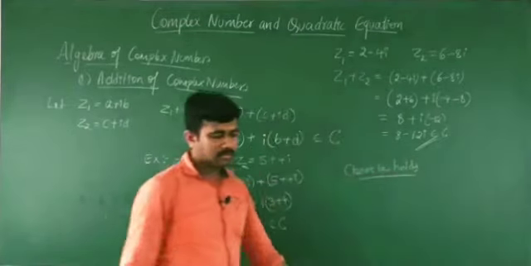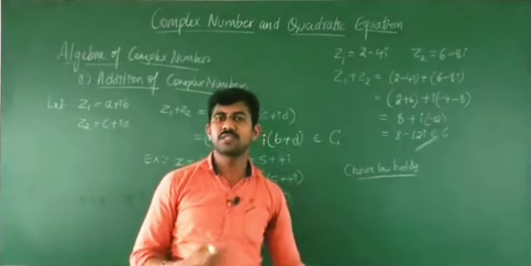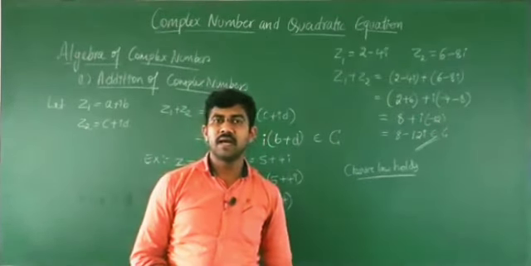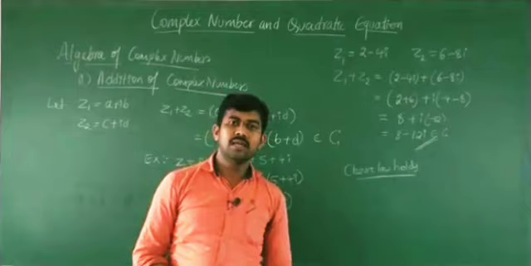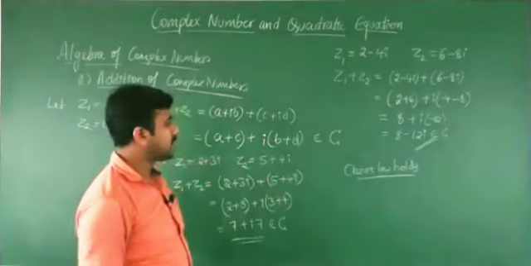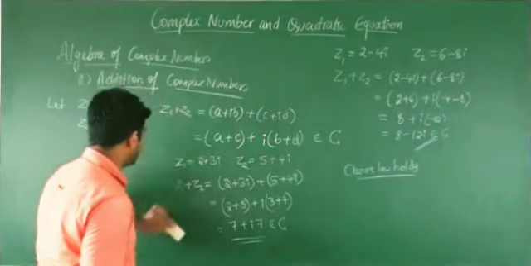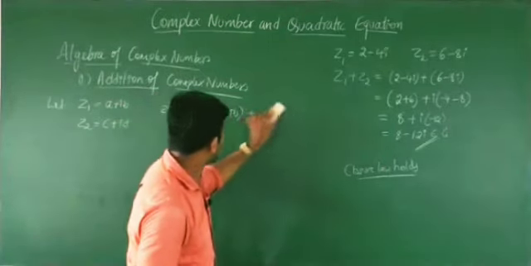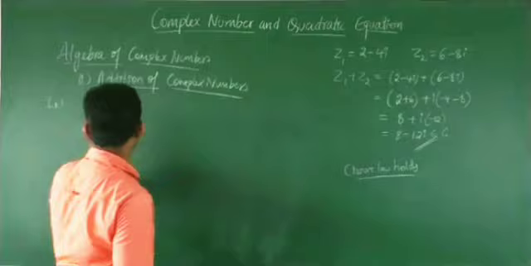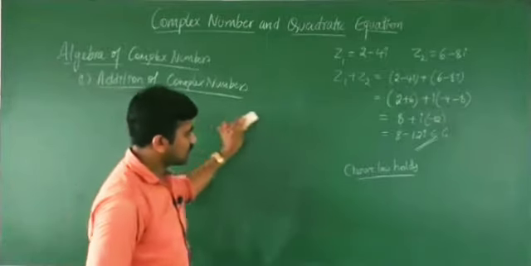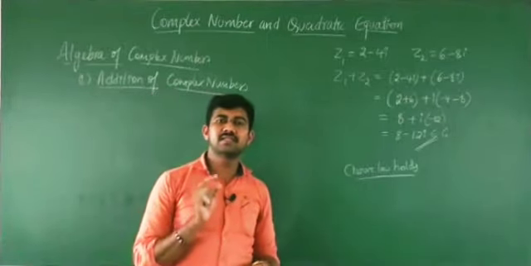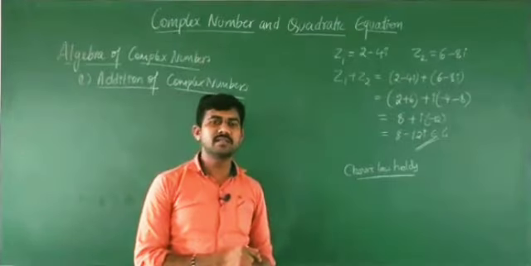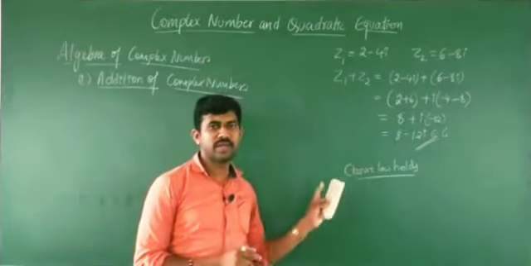Similarly, you will get different laws: associative law, commutative law, and like this you have identity and inverse laws. We'll see them one after the other. So the closure law I explained. What is meant by closure law? The sum of two complex numbers is a complex number. Hence the closure law holds.